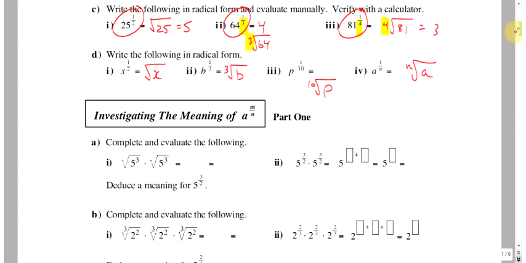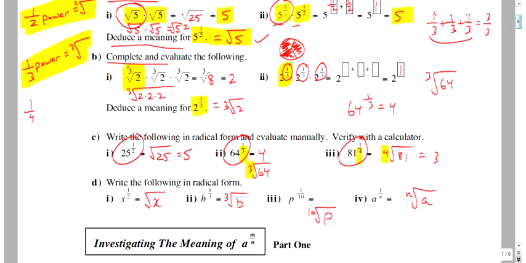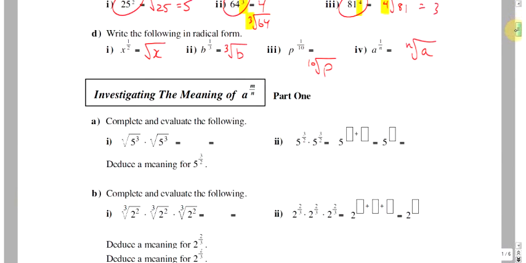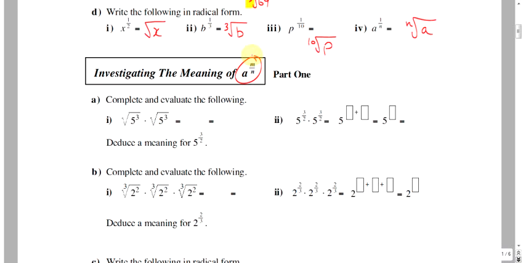So that were fractions, but everything had a 1 on top. We need to do it with bigger, uglier fractions, like that one, okay? Like, it's not 1 over n, it's m over n. M and n can be whatever we give you. All right? Complete and evaluate the following.